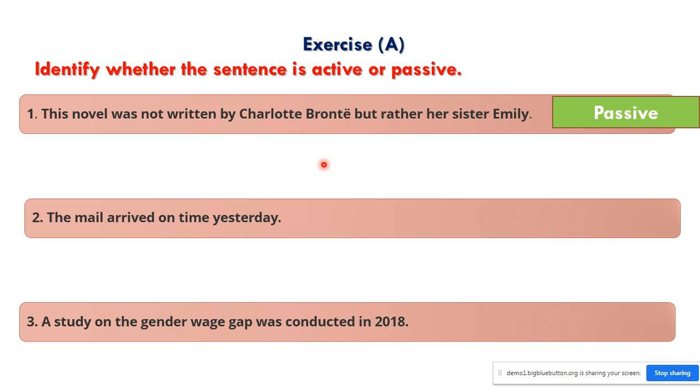Let's go to the second one. The mail arrived on time yesterday. Here the mail is the subject and arrived is the verb. And as you can see, after on time yesterday, we don't have an object here, because the mail is the one doing the action of arriving. So this is the subject and the doer at the same time, so it will be active voice.